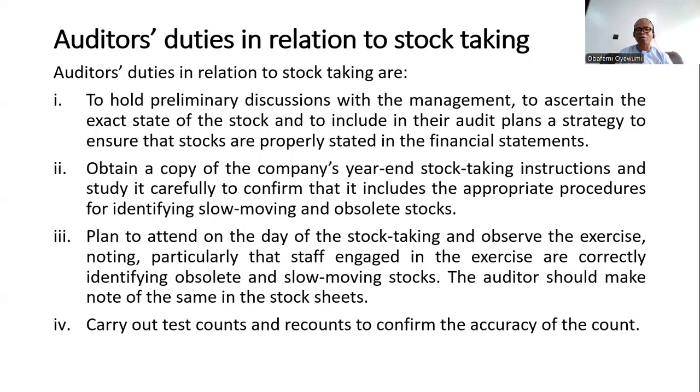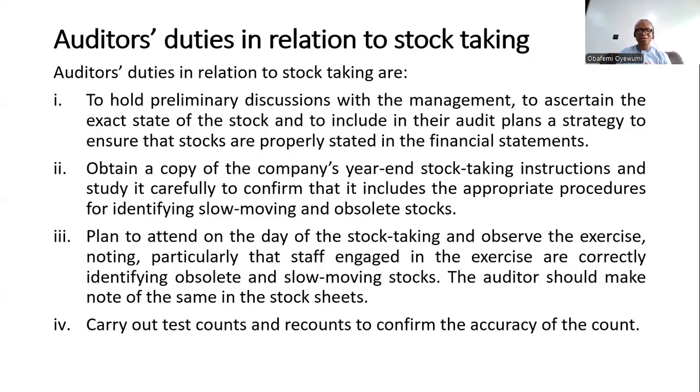Number two, obtain a copy of the company's year-end stock taking instructions. So that will be an instruction. Usually stock taking is done towards the end of the year, or immediately after the year end, before transactions start in the subsequent year. So there must be an instruction that will guide the performance of this exercise. The auditors will be required to take hold of the instructions given. There will be a review for them to agree that, okay, this particular point is okay or otherwise.